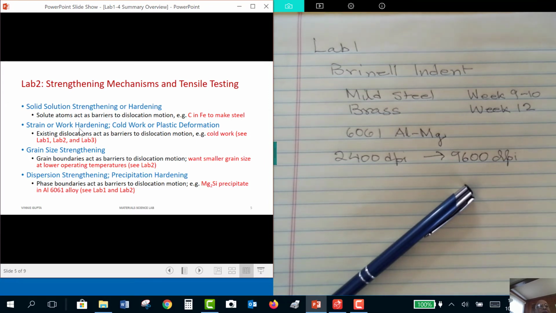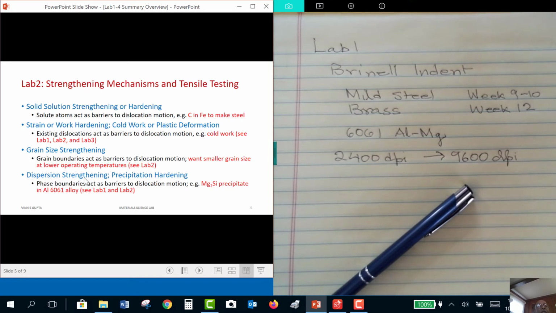Then the second mechanism is strain or work hardening. We use other synonymous terms as cold working or plastic deformation. So here we increase the dislocation density. And we use this word cold work in all lab 1, lab 2, lab 3. And then we have grain size strengthening, where we change the grain size. We want smaller grain size to strengthen the material. So by cold working and annealing, we can change the grain size.